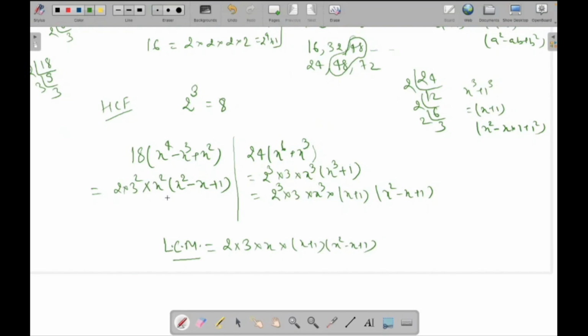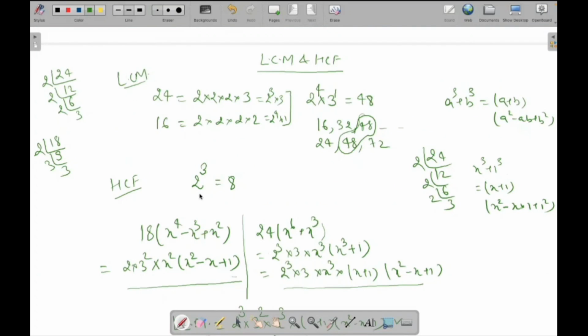So 2's highest power is 3, so I'll write 2 to the power 3. 3's highest power is 2, so I'll write 3 square. X's highest power is x cube, so I'll write x cube. X square minus x plus 1's highest power is 1, so it is 1. X plus 1's highest power is 1, so it is 1. So either you can leave it here or you can just multiply. 8 into 9 is 72. You can write x cube, and then this x plus 1 times this will become x cube plus 1 again. So either you can write this or this.